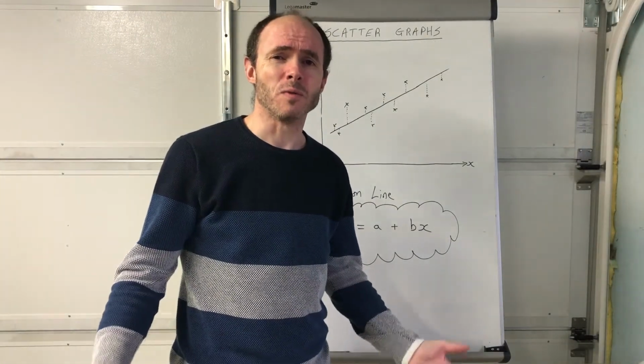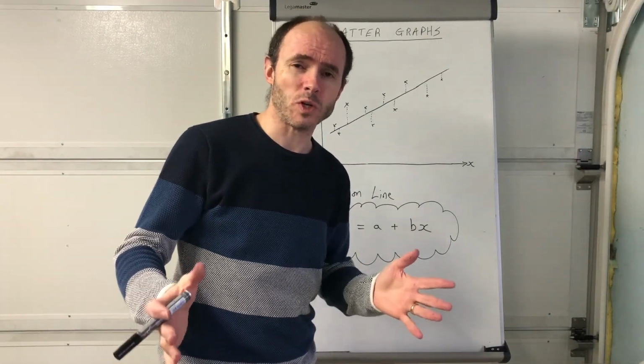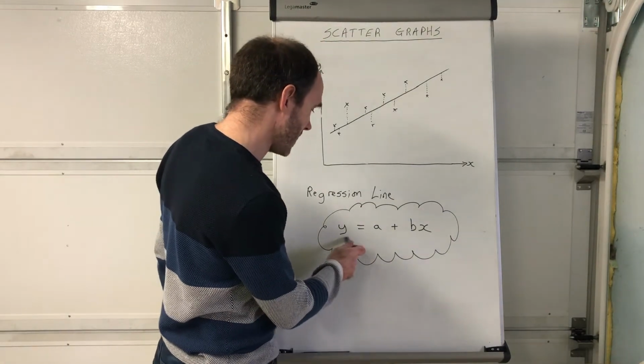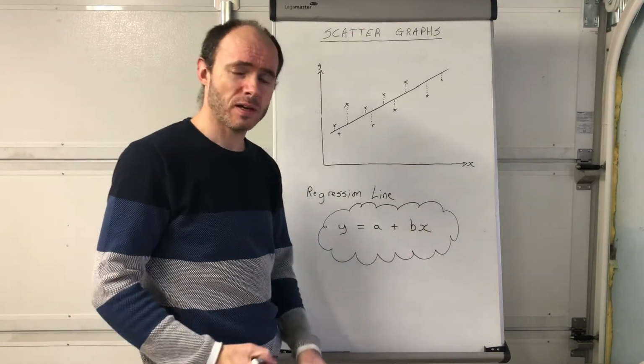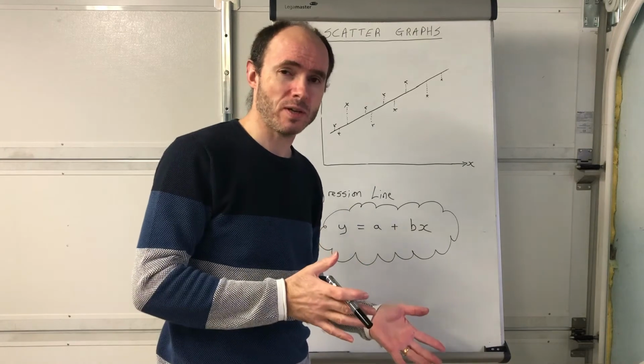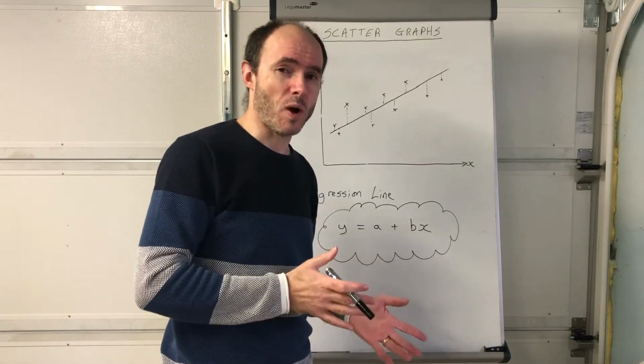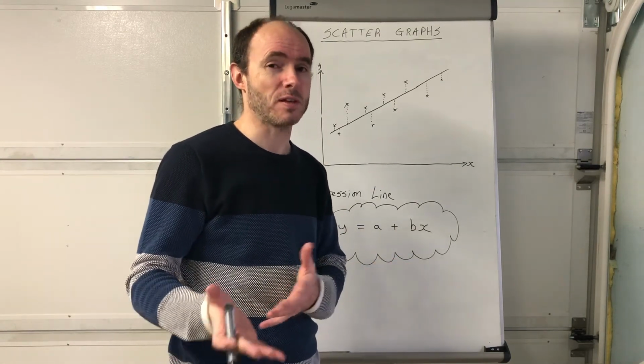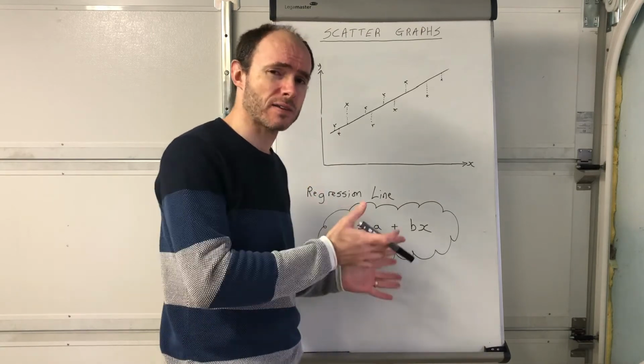Okay, so having got your regression line, what we do is we write it like this: y equals a plus bx. Now, for those of you who remember your coordinate geometry, you've got y equals mx plus c to represent the equation of a straight line. Okay, exactly the same principle.